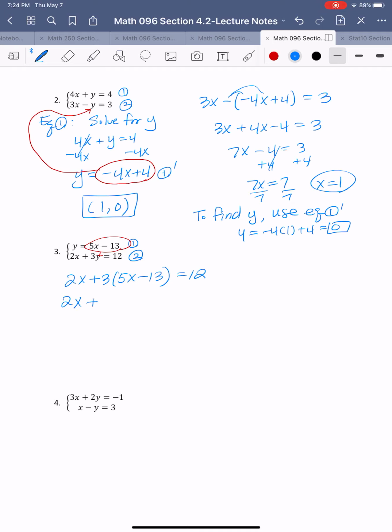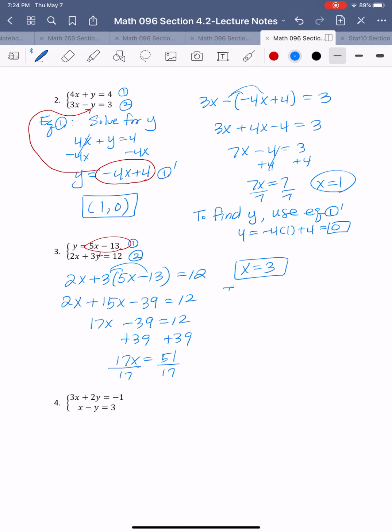So 2x plus, now multiply by 3, 15x minus 39 equals 12. 17x minus 39 equals 12. Add 39 to both sides. I got 17x equals 51. And divide by 17. I think this is a 3. And then, I still need to find the y. Then I want to use equation 1 this time, because equation 1 is already solved for y. So y equals 5 times x, which is 3, minus 13. 15 minus 13, which is 2. So your answers are 3 and 2.